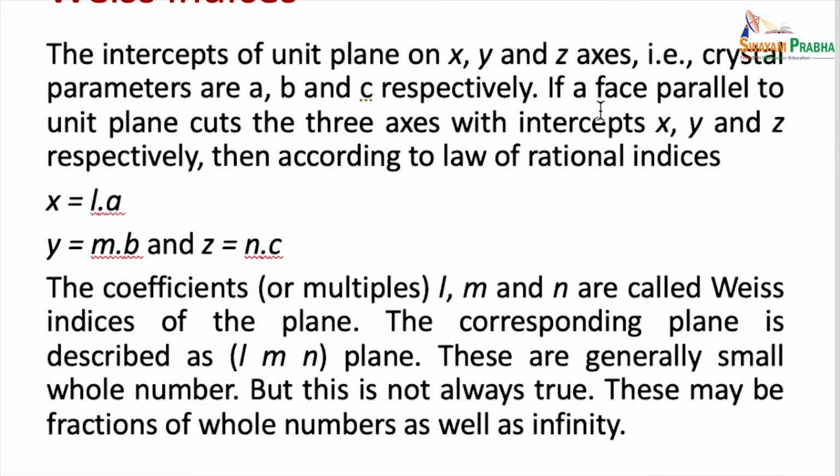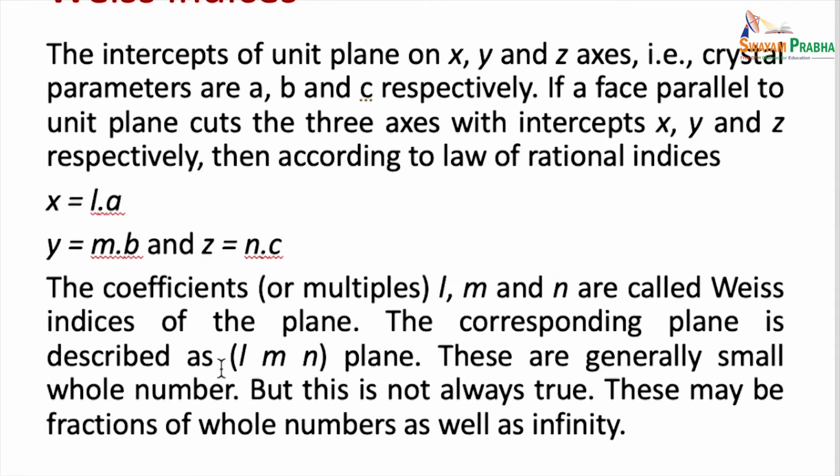and c respectively. Now if a face parallel to the unit plane cuts the three axes with intercepts x, y, and z respectively, then according to the law of rational indices, x is equal to la, y is equal to mb, and z is equal to nc. The coefficients or multiples l, m, and n are called the Weiss indices of a plane. The corresponding plane is described as the lmn plane. These are generally small whole numbers, but this is not always true. There may be fractions of whole numbers as well as infinity when you express a plane.